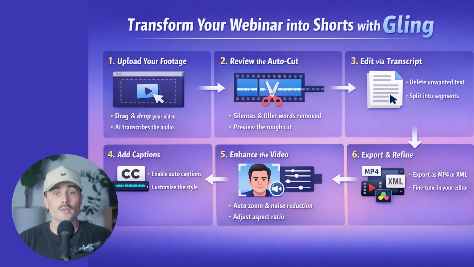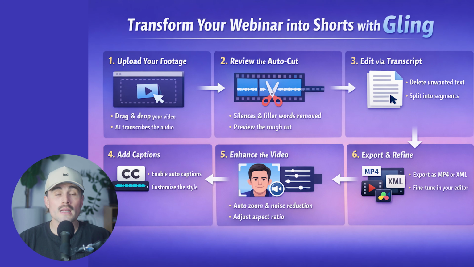Then edit via the transcript. So you can scroll through the transcript and delete sentences or phrases that you don't want in the final edit. For example, remove any tangents, off-topic anecdotes, or background noises. Gling updates the video in real time. You can also split the transcript into segments to create individual shorts.